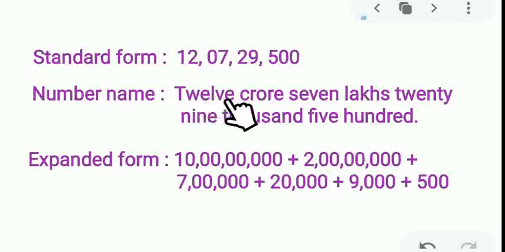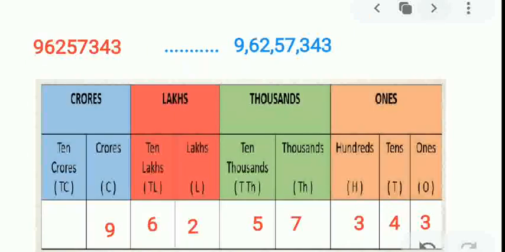Now its number name is 12 crore 7 lakhs 29,500. Now its expanded form is, please use the trick: 10 crore plus 2 crore plus 7 lakhs plus 20,000 plus 9,000 plus 500.